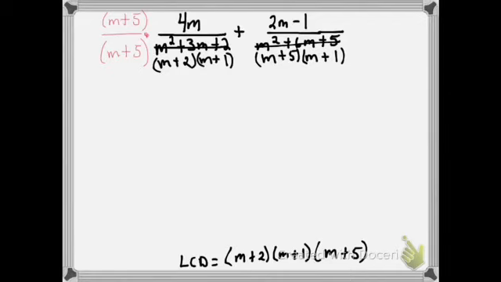Now, in the second fraction, we want to do the same thing. We want to take whatever it doesn't have on the bottom and multiply by it. And so in this case, it does not have the m plus 2. It's got the m plus 5, it's got the m plus 1, doesn't have m plus 2. So that's what we're going to multiply by. And so we will multiply by m plus 2 on the top and on the bottom.